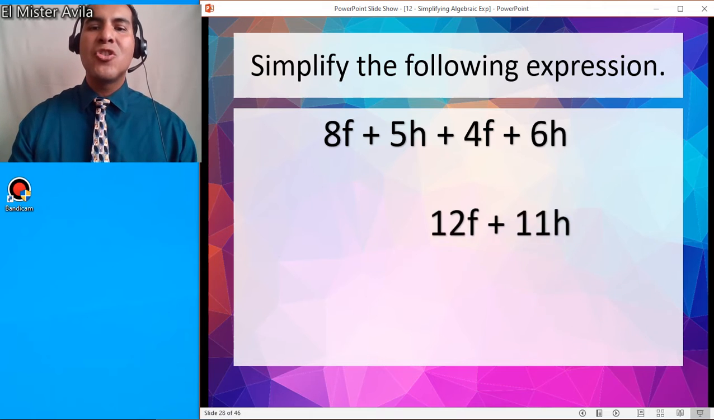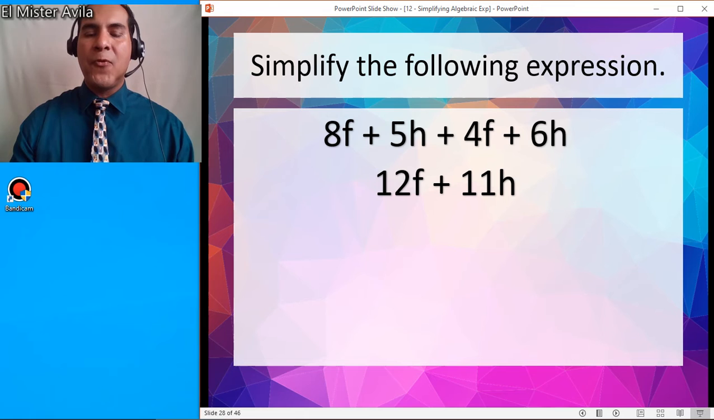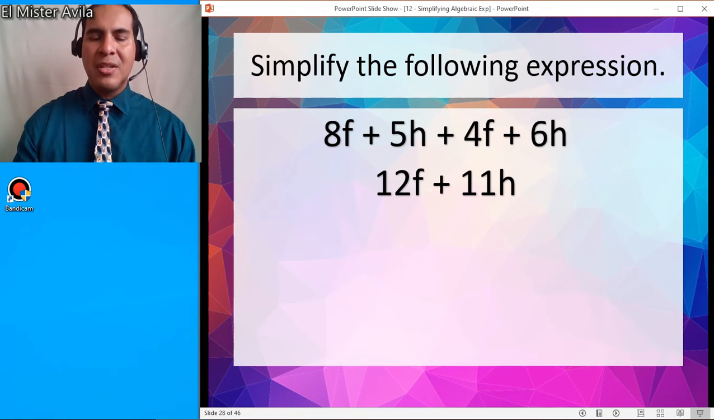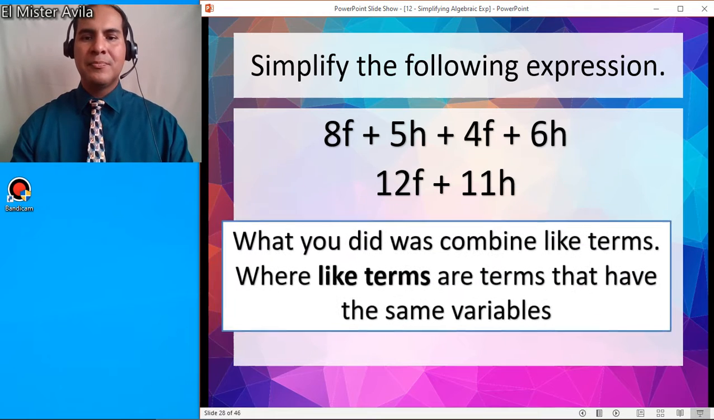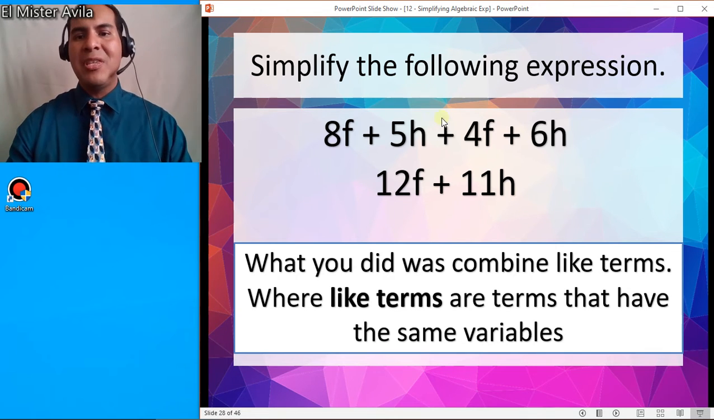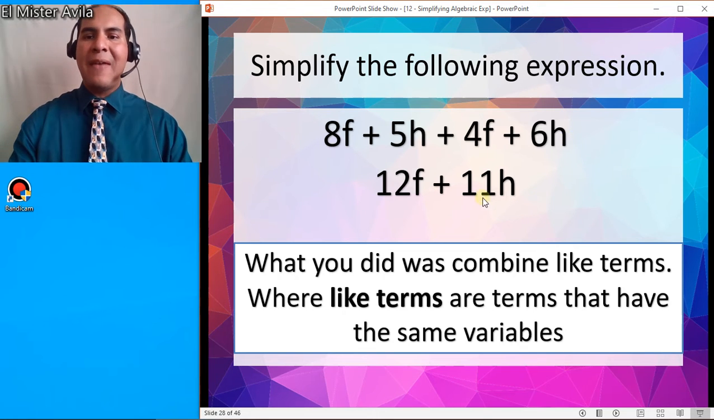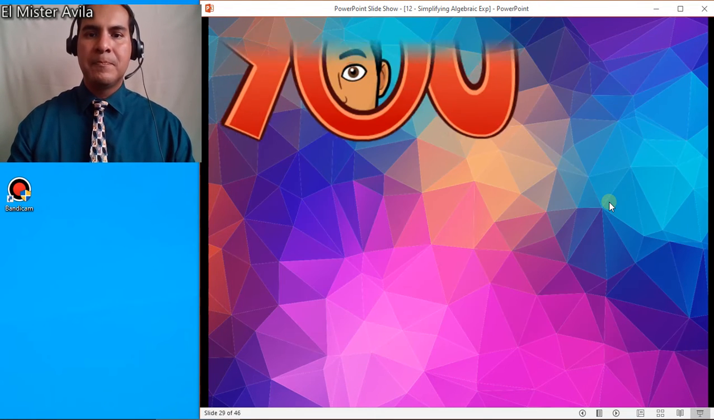Here we have 12AF plus 11H as the simplified form of this algebraic expression. If you got that, you're understanding how to simplify. Proud of you. What you actually did is you combined like terms, where like terms are terms that have the same variable. So you combine the F's with the F's and the H's with the H's. We call those like terms because they have the same variables.